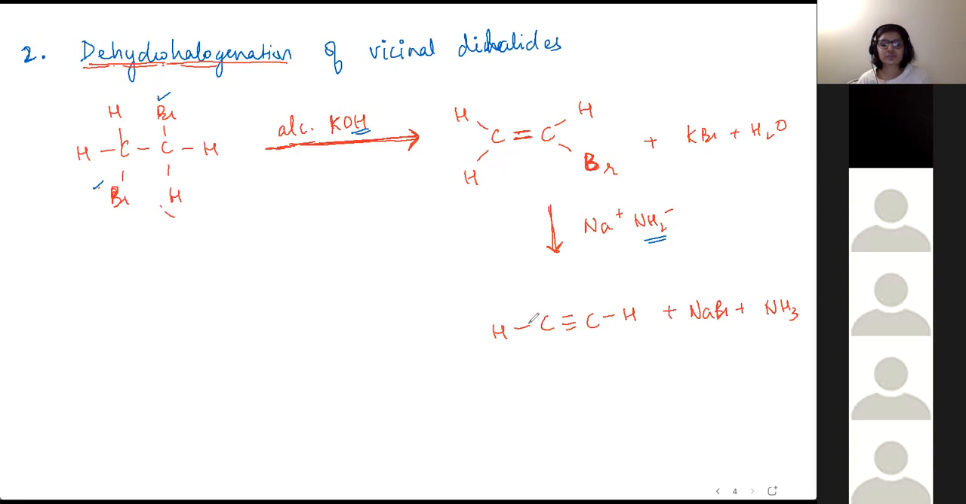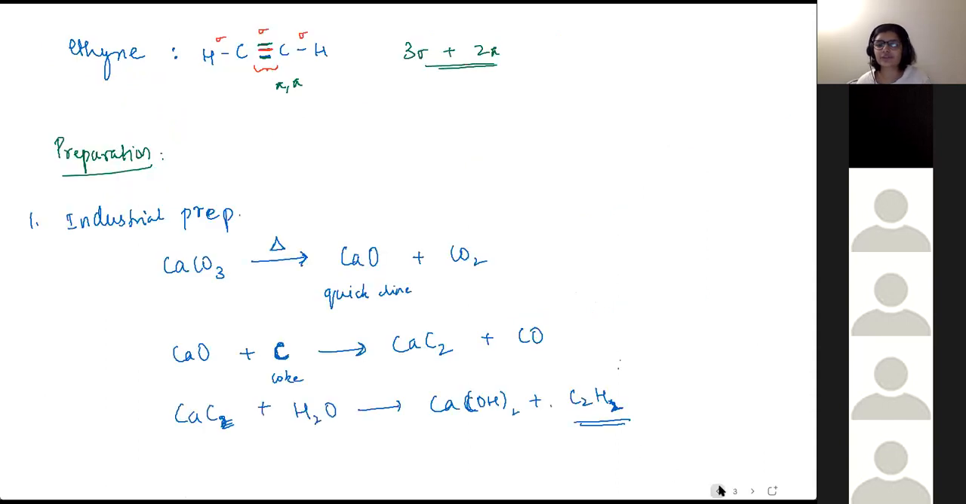Okay, so these are the 2 ways of preparing alkynes. The first way is an industrial preparation where you're reducing calcium carbide. And you get calcium carbide by heating limestone. You get quicklime, and quicklime is heated with coke.